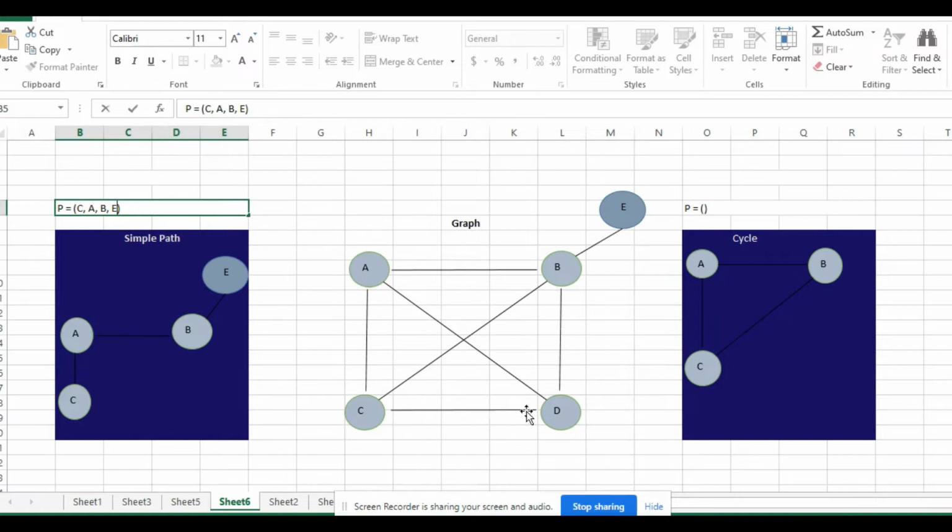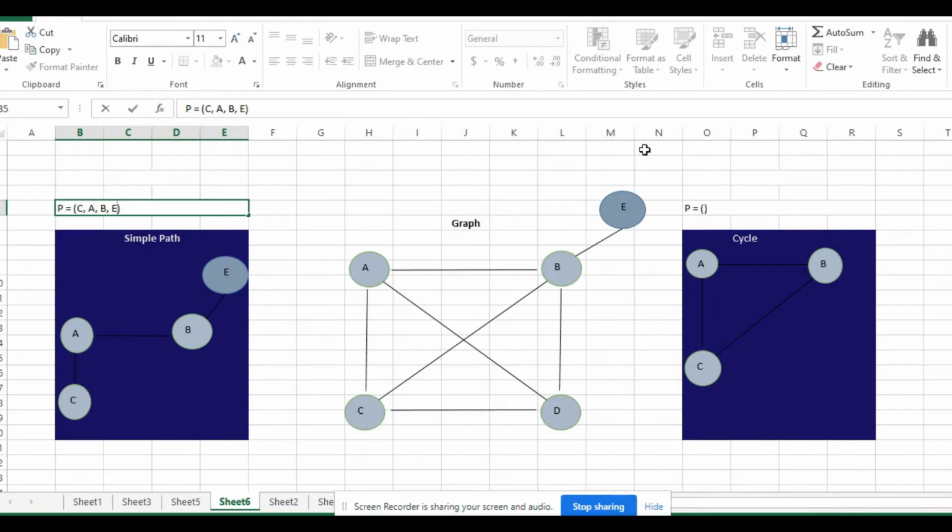Then if we had started from D, moved to A, then moved to B, and lastly ended at E, then DABE would have been a path for this graph as well. So a graph may contain more than one path. That is not a problem at all.